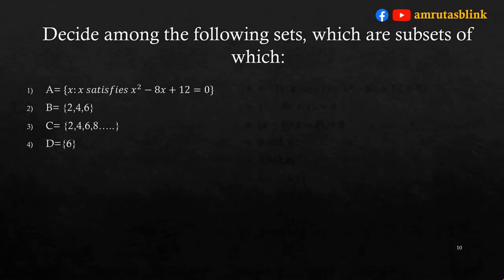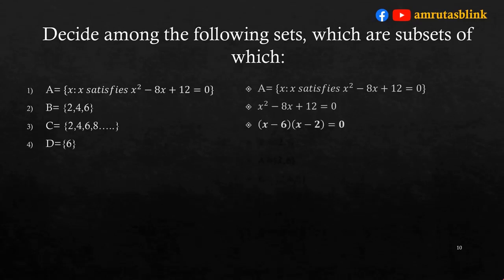Now in order to find out the elements of each set, we will first solve the equation belonging to set A. Set A is equal to {x such that x satisfies the equation x square minus 8x plus 12 is equal to 0}. We'll solve this quadratic equation. If you factorize, you will get (x minus 6)(x minus 2) is equal to 0, and hence x is equal to 2 and 6. So we can write set A is equal to {2, 6}.